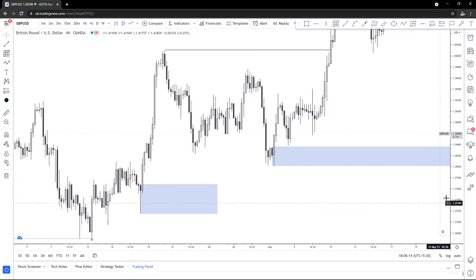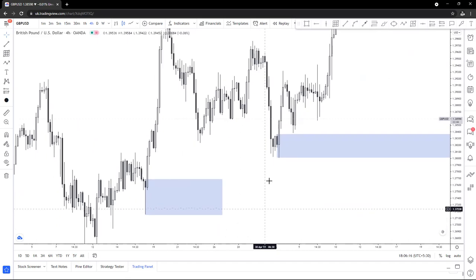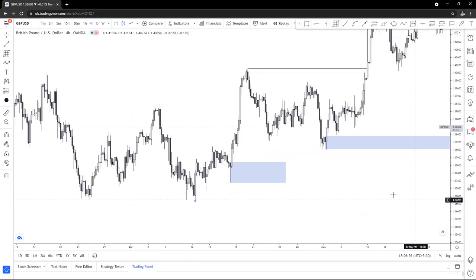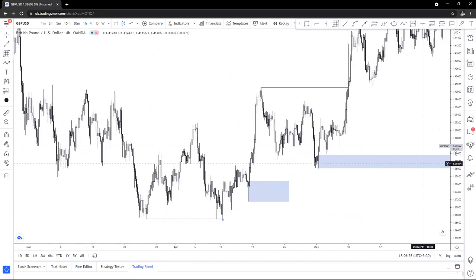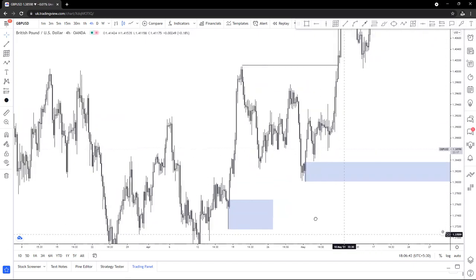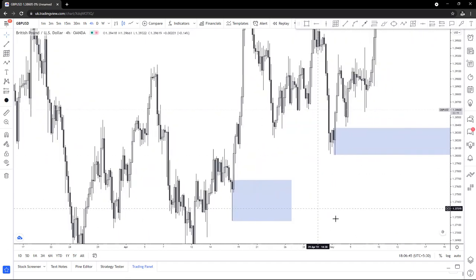Like I told you, people would place their sell stops below this. And once price comes back down like this, if it keeps going lower, people who placed sell stops right here would be in profit. And if they're trading on the 4 hour time frame, obviously they have a lot of money to risk.